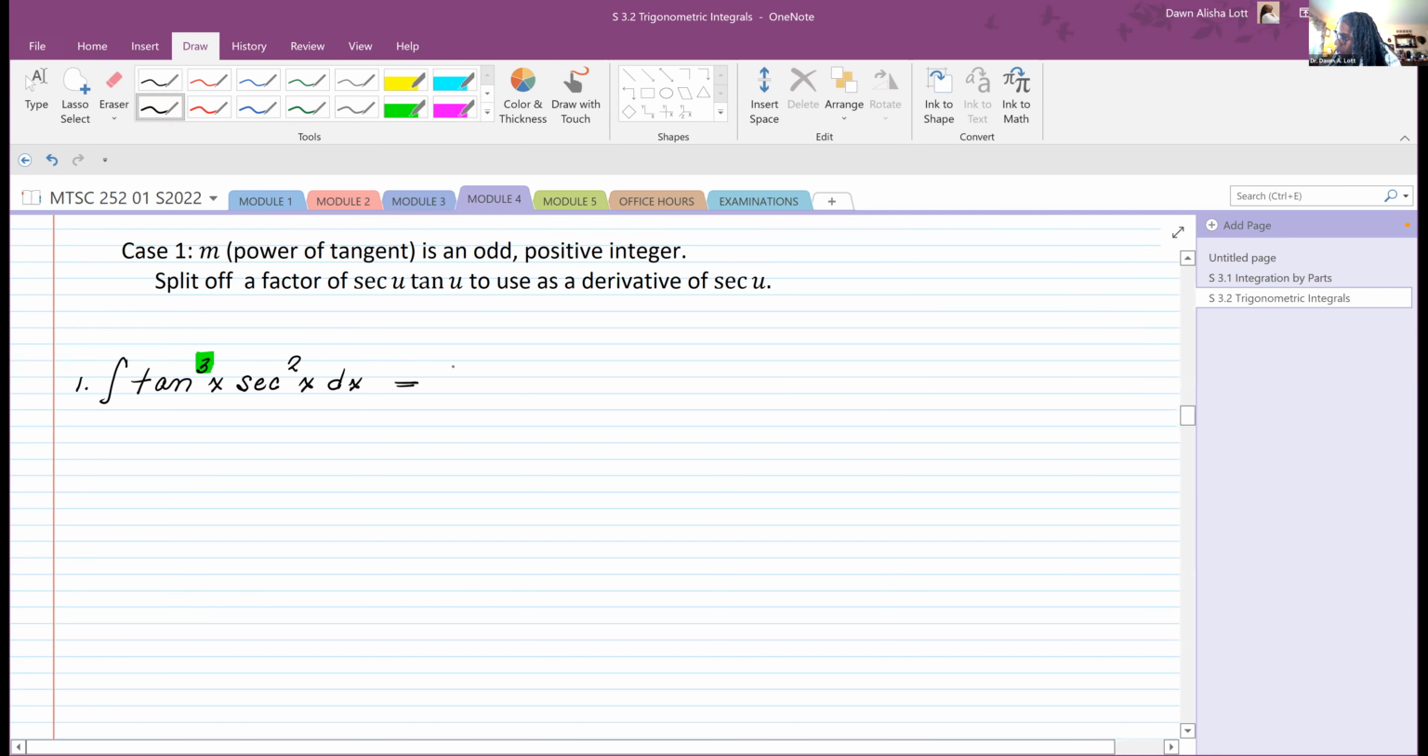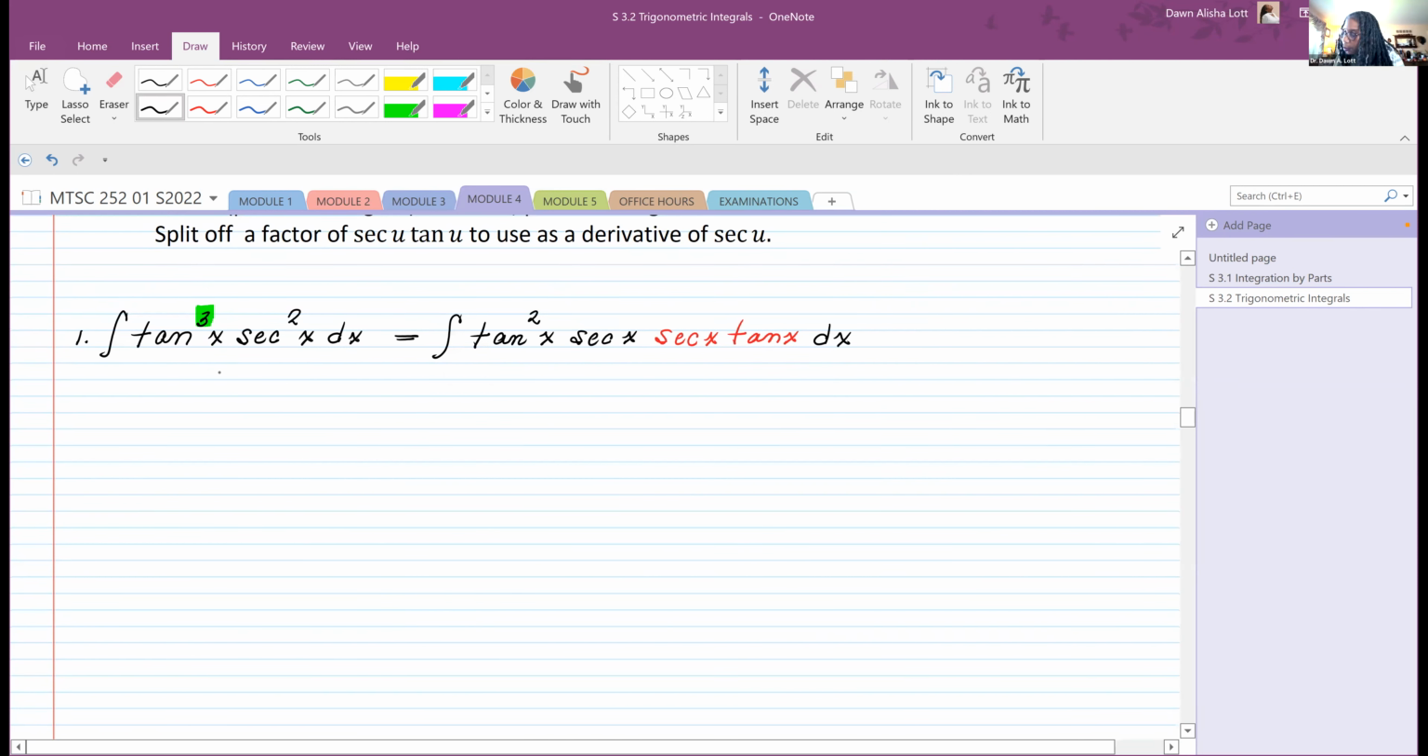Okay, so I'm going to have the integral of the tangent squared of x. I'm going to have the secant of x, and then I need the secant of x tangent of x left over. Notice I was able to grab one of the secants and put it with the tangent that I pulled off. Now that I pulled off a tangent, I have to throw away the rest of the tangents. I can't have them in the problem anymore.